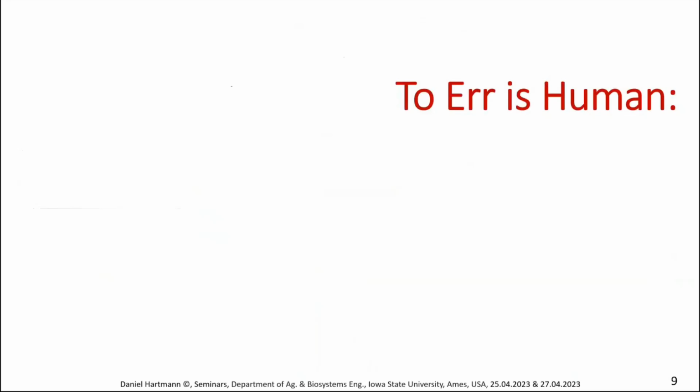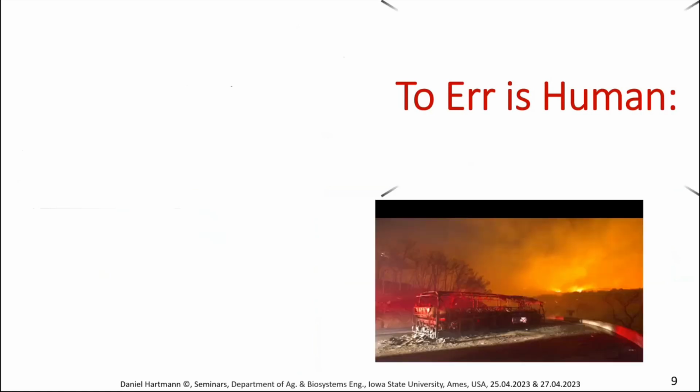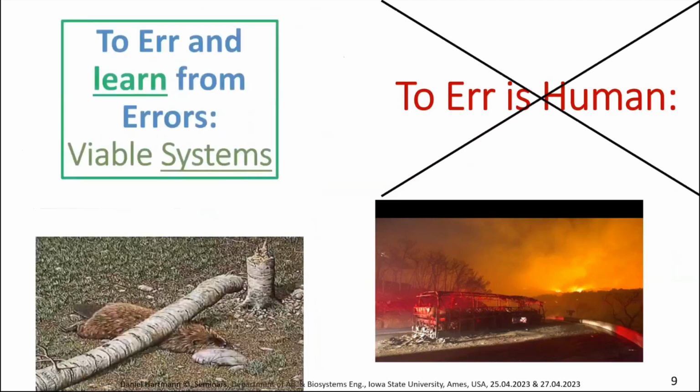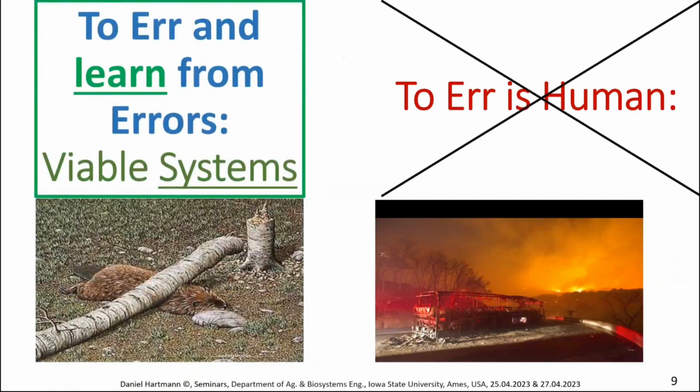I like very much to refer to a book published about 25 years ago by a group of medical doctors, and the title of the book, you can find it on the internet, is "To Err is Human." So medical doctors discovered they err. Of course, people die because of these errors, and it's human.